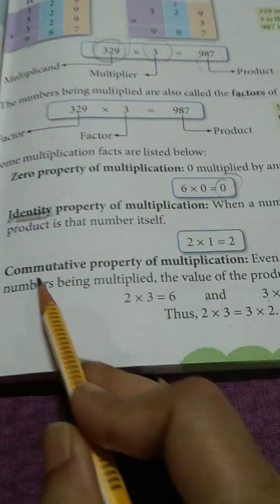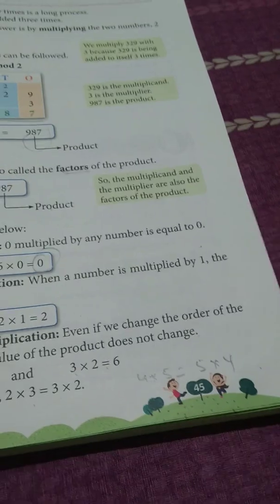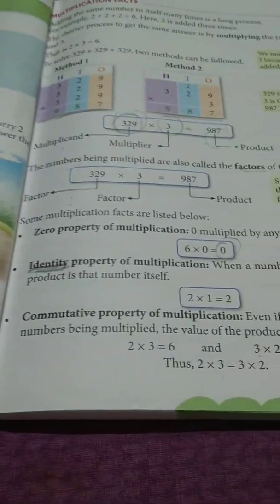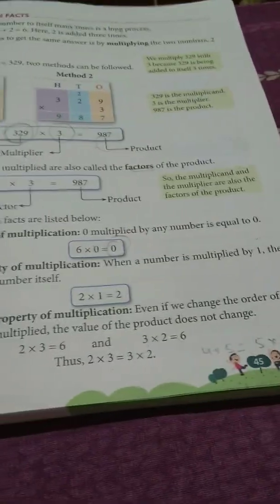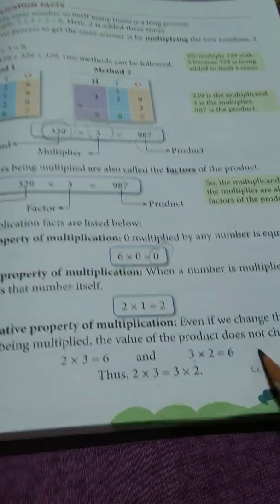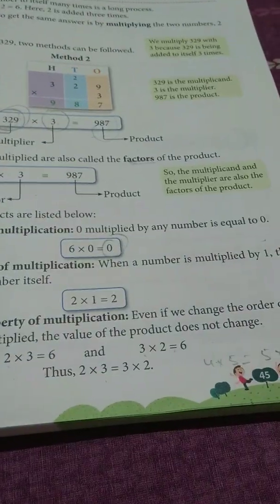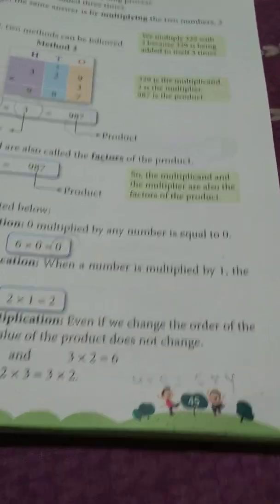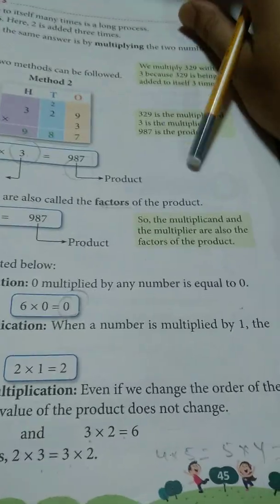Next is commutative property of multiplication. Even if we change the order of the number being multiplied, the value of the product does not change. So either you write 2 into 3 is equal to 6, or 3 into 2 is equal to 6, 4 into 5 is equal to 20, or 5 into 4 is equal to 20. The result, the answer, the product does not change.